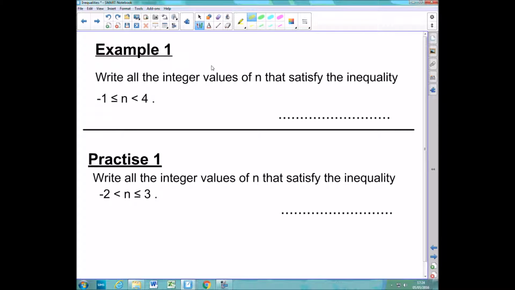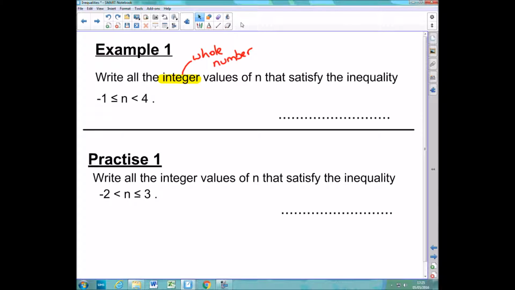Okay, so let's look at this first example. Here I'm asked to write all the integer values of n that satisfy the inequality down below. So first, before we answer this question, we just need to go over a couple of key terms. So firstly, integer. What does integer actually mean? Well, this is the maths word for whole number. So really, whenever you see the word integer, it's just asking for a whole number answer.